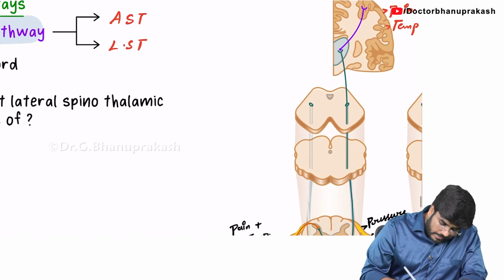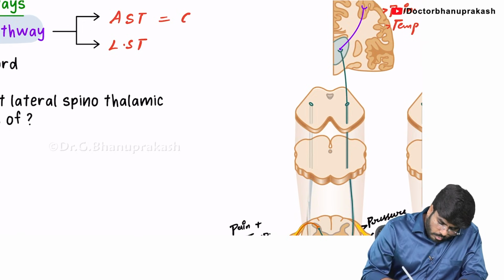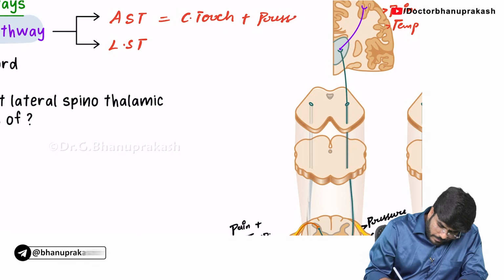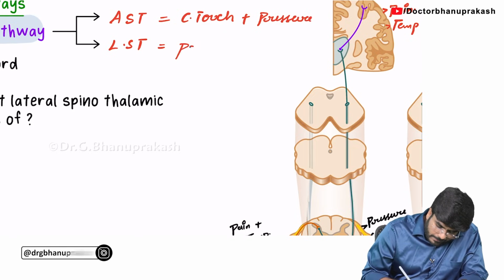Just now, have I told you which sensation the anterior spinothalamic carries? So the anterior spinothalamic carries crude touch and pressure. And what about the lateral spinothalamic, guys? The lateral spinothalamic carries pain and temperature.